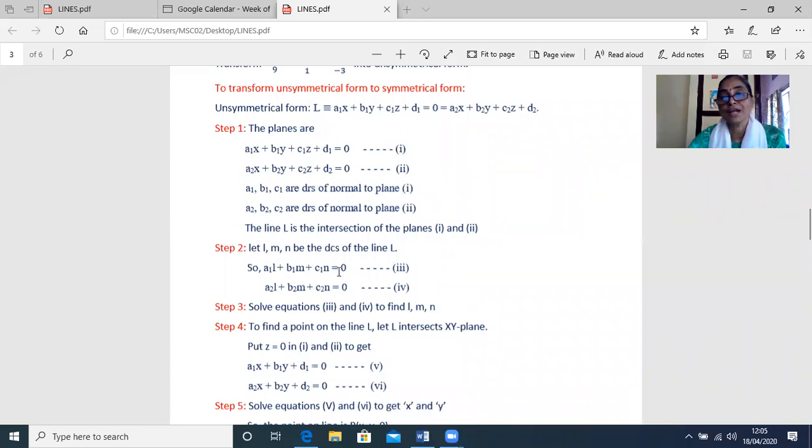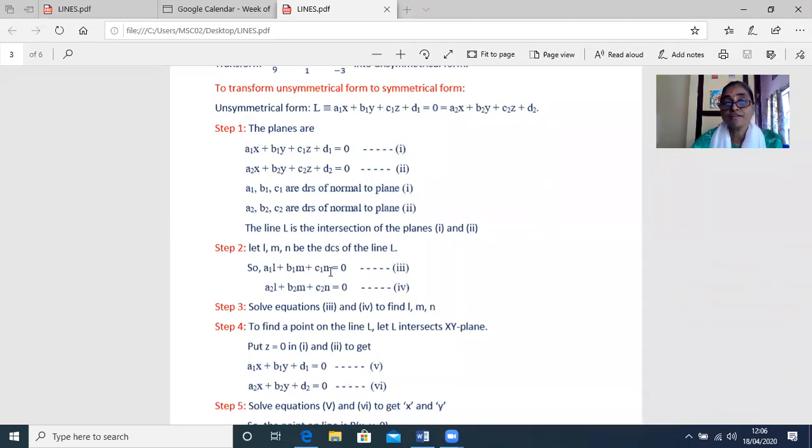The condition for perpendicularity. The same way, line L also is lying on plane 2. Any normal to this plane is also normal to the line L. So l A2 plus m B2 plus n C2 is equal to 0. Now you have two equations because of the perpendicularity. So now you solve these two equations in step 3 to get the values of l, m, n. This is how you can find out the DCs of the line.